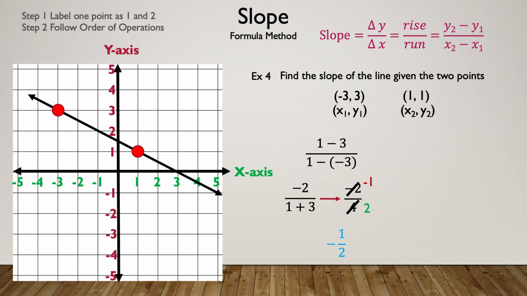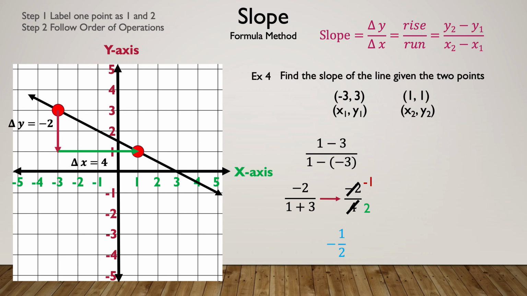Now let's take a look at delta y over delta x. That gives us delta y is equal to negative 2 and delta x is equal to 4. So if we choose the 2 points that are closer together, you'll get the same slope, the simplified slope, which is negative 1 over 2.